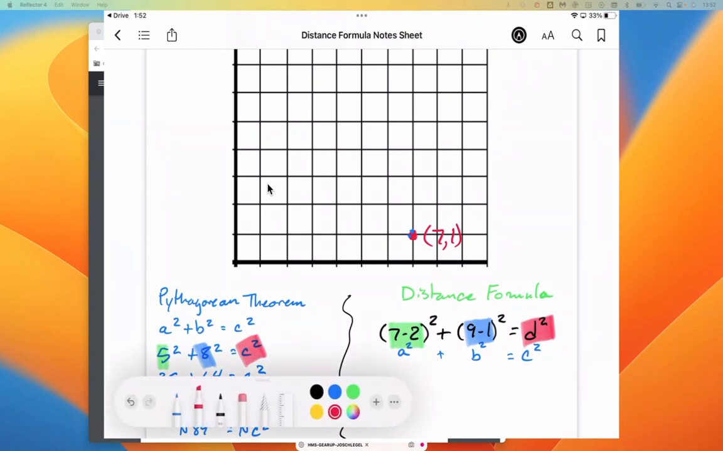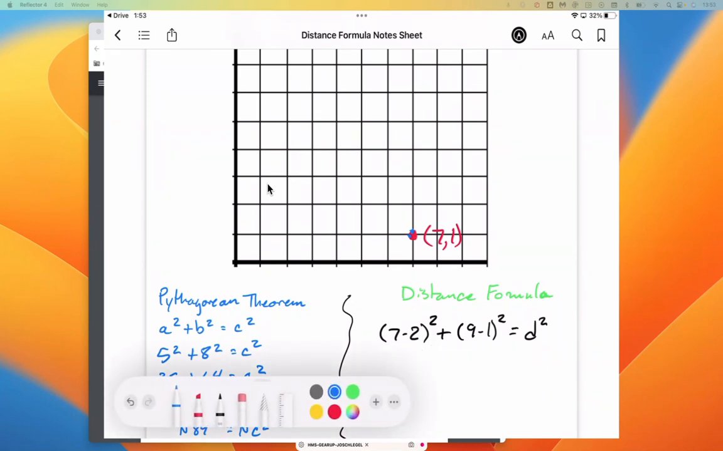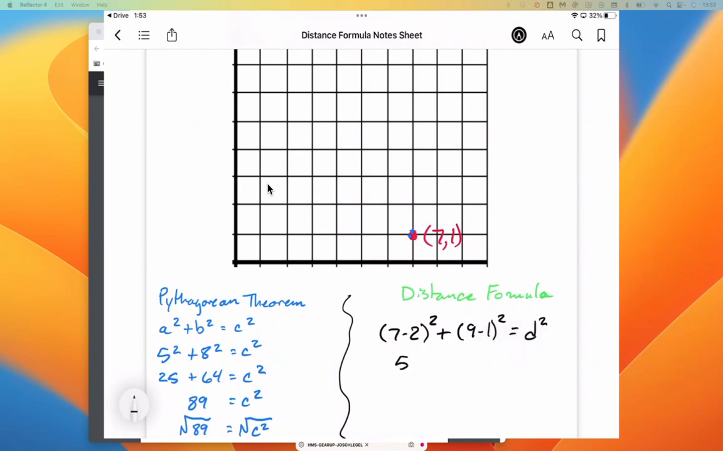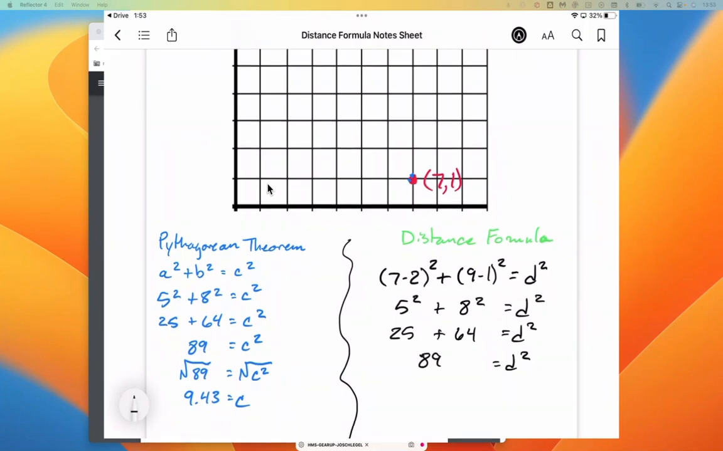And then we're going to continue and move on with finishing up this distance formula and see what we get. So we're going to get 7 minus 2 is 5, still squared, plus 9 minus 1 is 8, still squared, is equal to d squared. And so we get 25 plus 64 equals d squared, just like we did over there. And then we're going to have 89 equals d squared, exactly like we did over there.